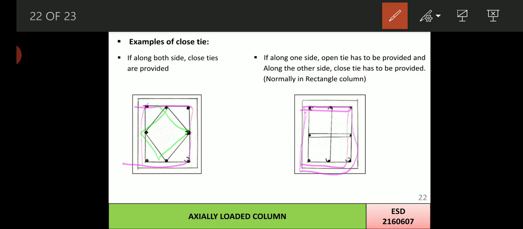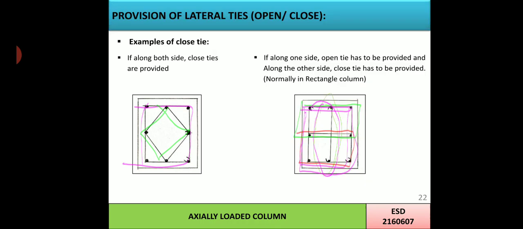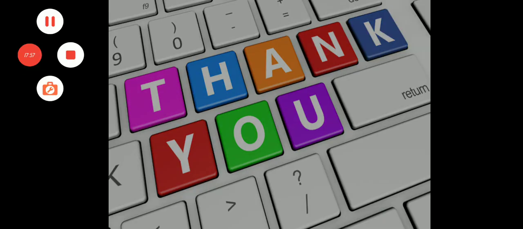Okay, so how will we describe? Say first closed tie is this one, like this, while another is from over here to here, like this, while open tie will be, say, this one, this one. Okay, so hope you guys got the concept of closed tie and open tie and all the concept of axially loaded column. Thank you.